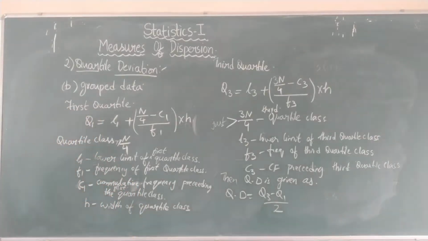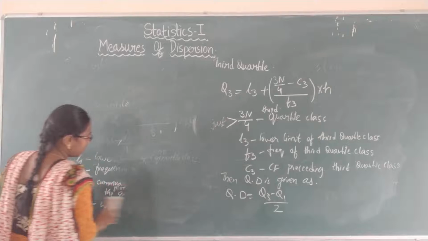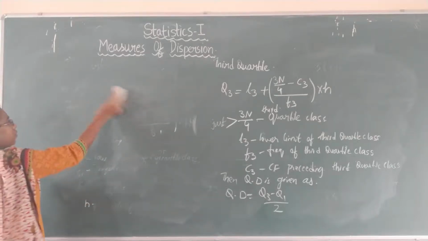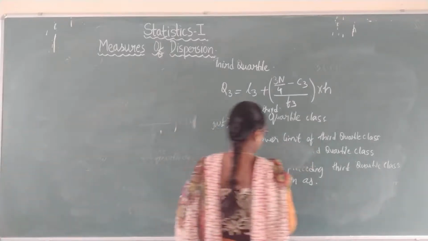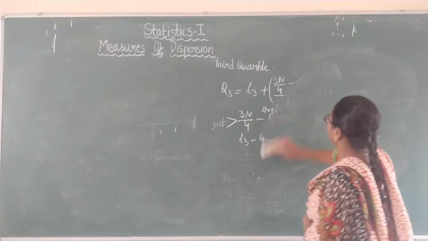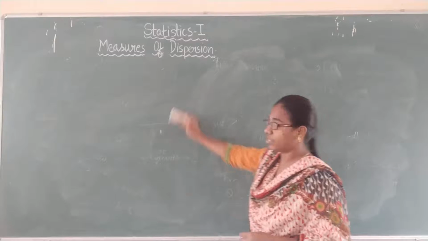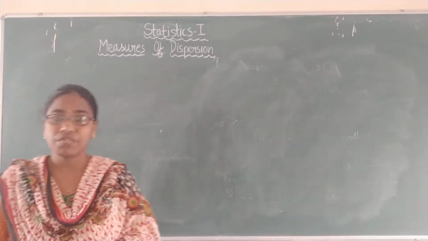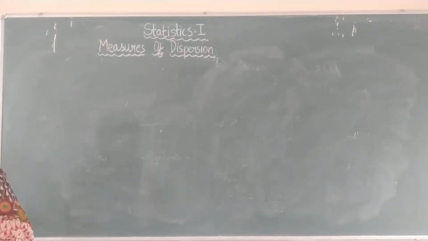Now we will see a problem on calculating the quartile deviation for the grouped data. Here grouped data means the class intervals and the frequencies will be given, that is the continuous series. Same like median, the procedure will be same for the quartiles also. So if you get the median thoroughly, if you practice, then you can calculate the quartiles easily.